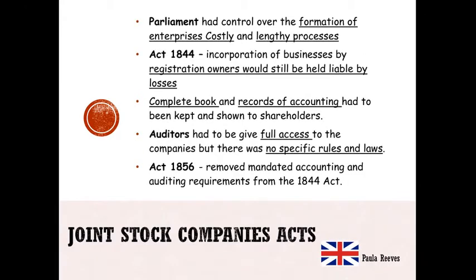Parliament had control over the formation of enterprises, which resulted in costly and lengthy processes. Therefore, it was applied only to very large corporations. In 1844, Parliament created the Joint Stock Companies Act, which allowed incorporation of businesses by registration. However, owners would still be held liable for losses from the company. Complete books and records of accounting had to be kept to show to shareholders. Auditors had to give full access to the companies, but there were no specific rules and laws. The government did not want to excessively interfere in private matters.